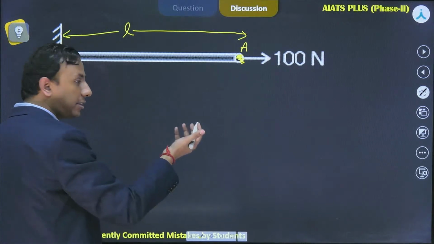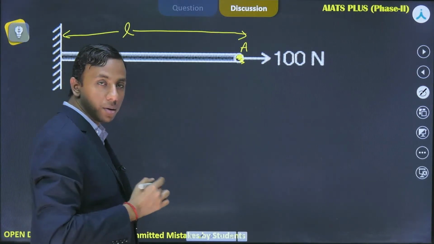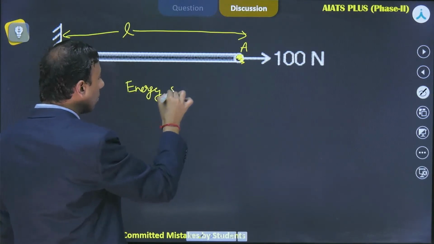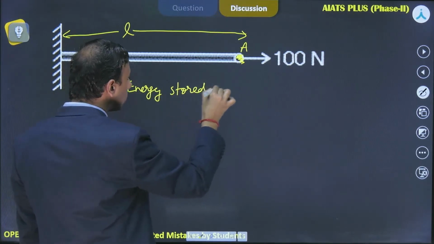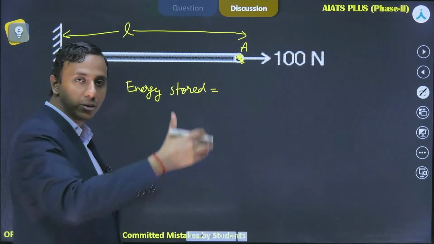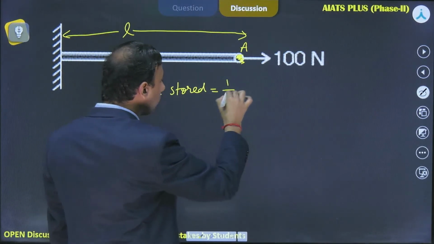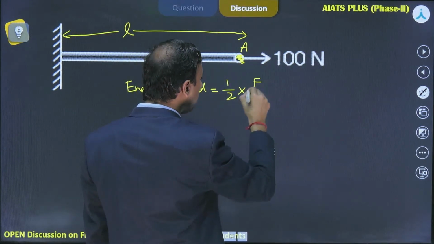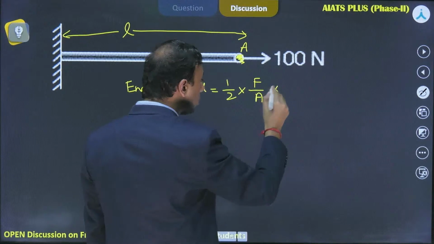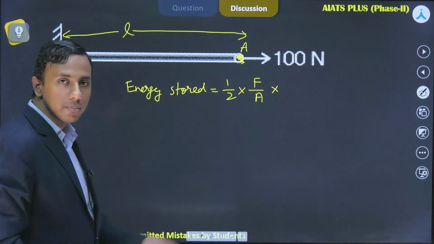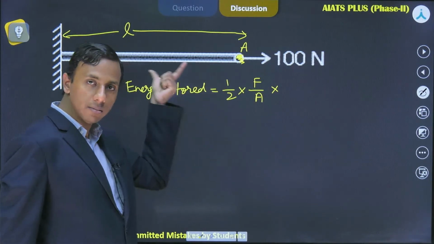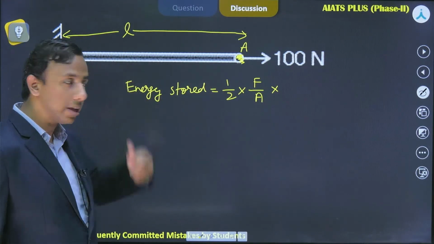So what will be the energy density? Half into stress into strain. But what will be the energy stored? You can directly use the formula if you know, otherwise we can derive it as well. Half into stress into strain. Stress is force upon area, so force per unit area, into strain. Strain is change in dimension by original dimension, so delta L by L. L I have mentioned, delta L is mentioned over there.